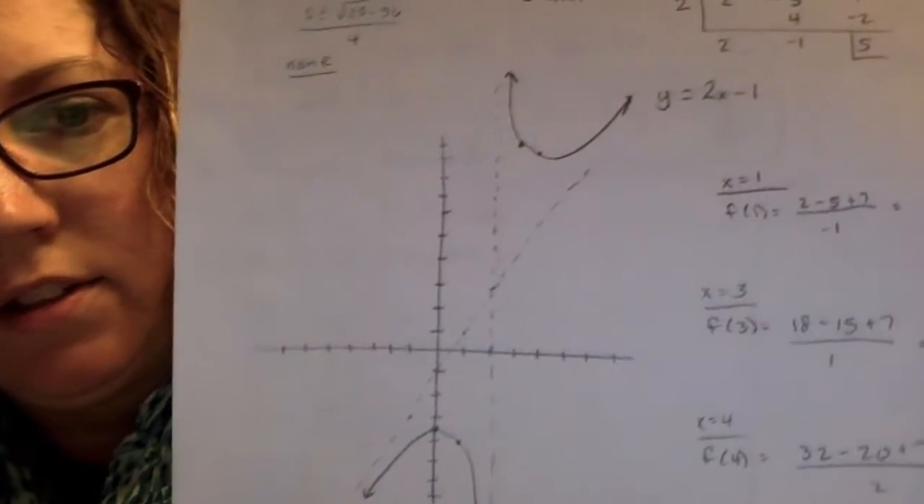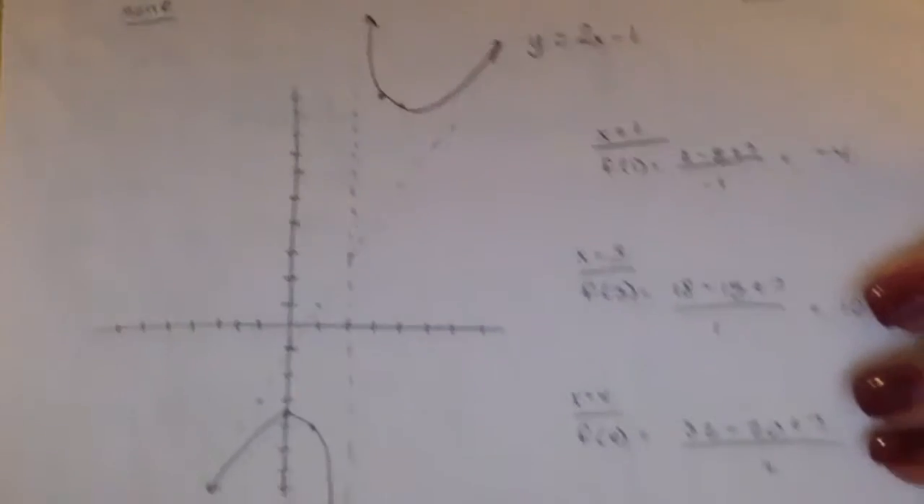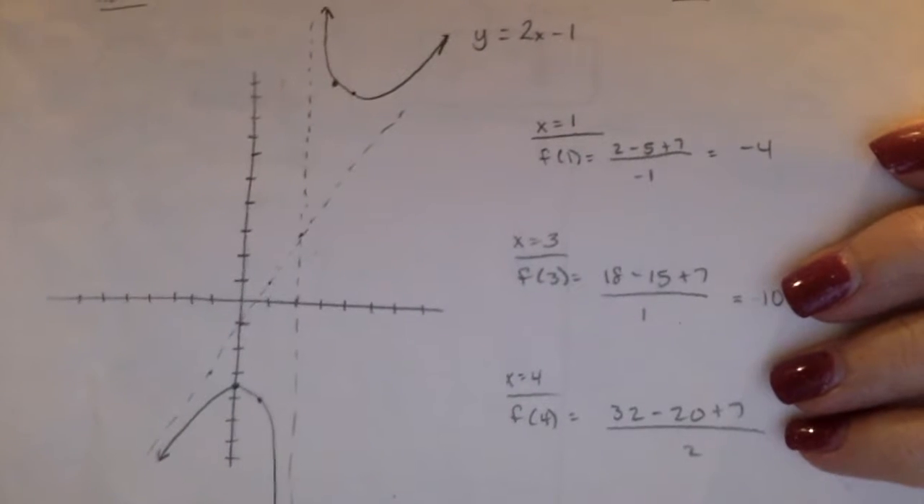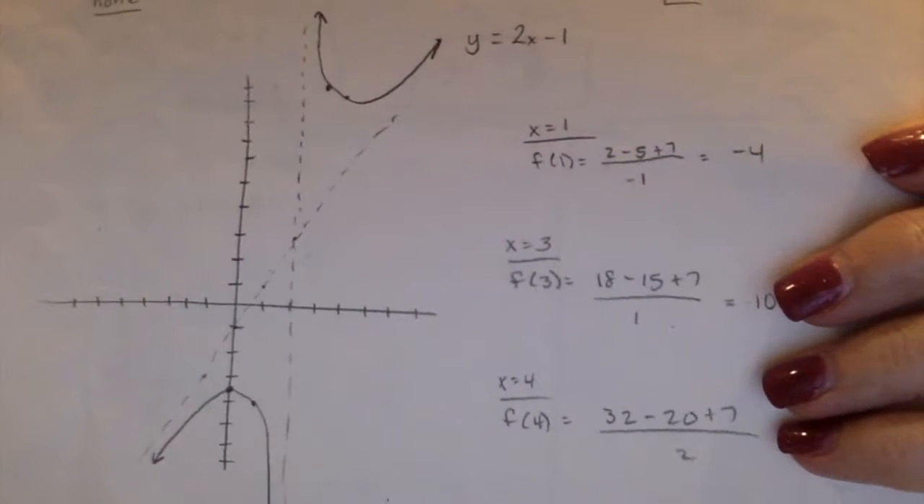Actually, I'm going to show you the one that I have in my notes. It's a little bit better graphed. It looks like this. Okay, so we found all of those extra points, and then we were able to graph them, and that's what the graph looks like.